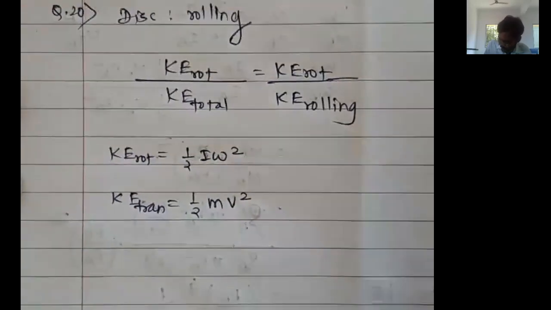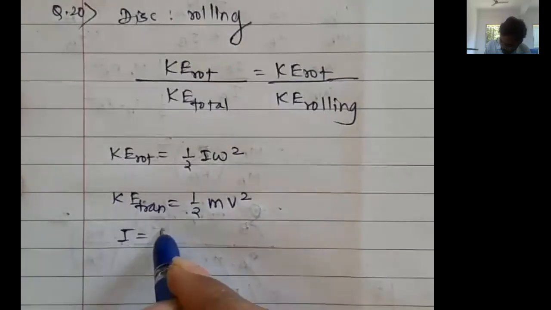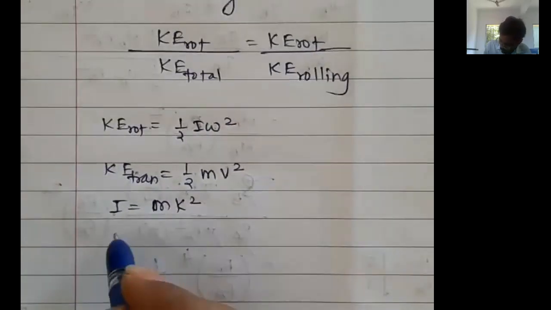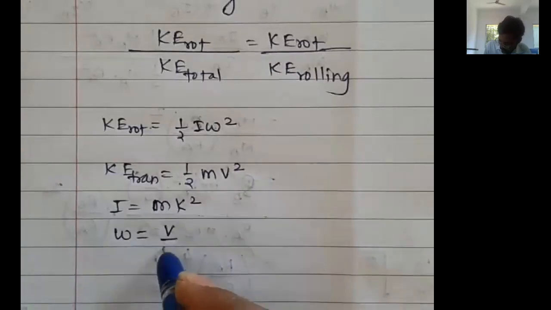Of course you can replace I by mk square. I can be replaced by mk square. Of course you can replace omega by v upon r.